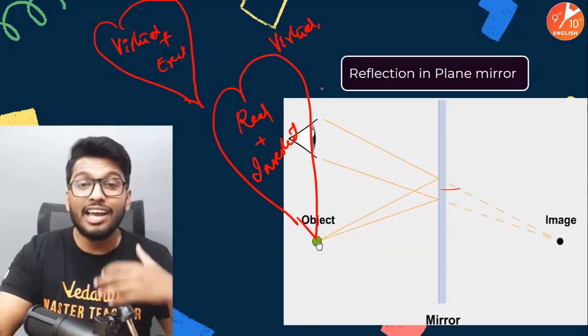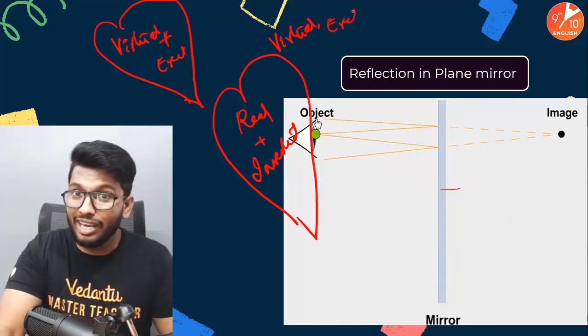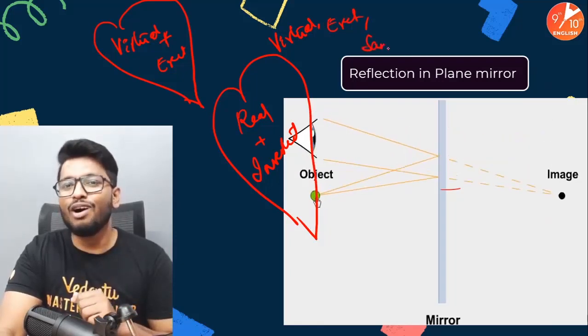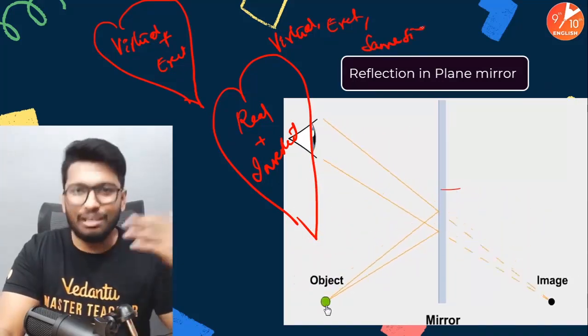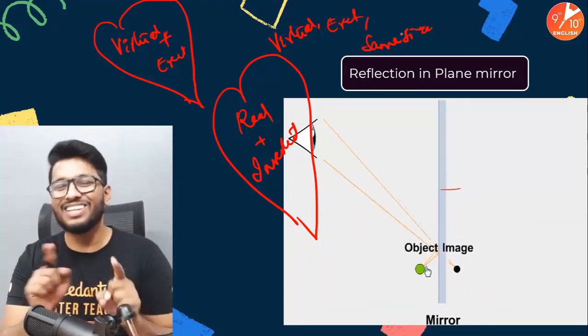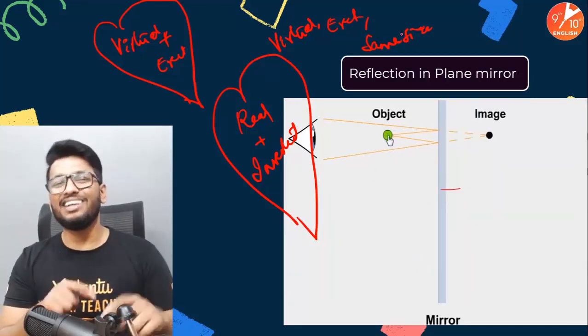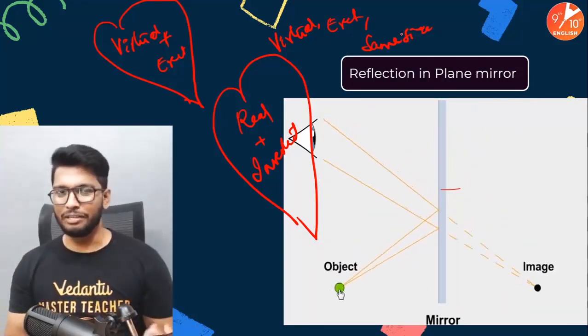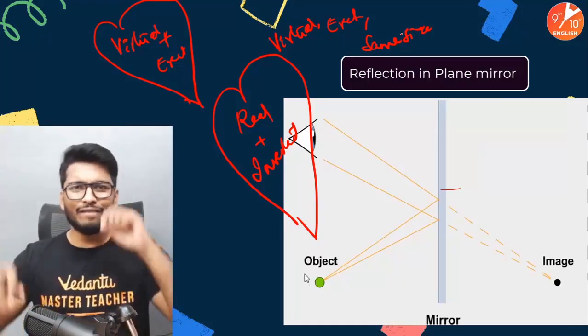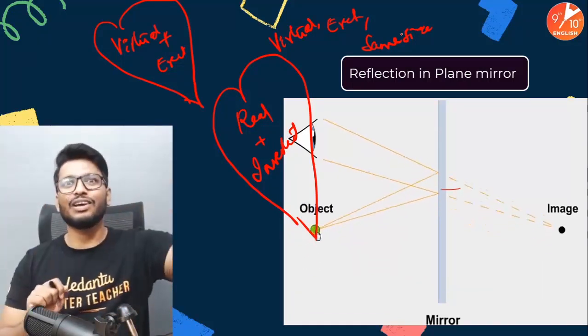So in a plane mirror, it's always virtual, which means that it's always going to be erect as well, and it's going to be of the same size and same distance, right? And you also see something called lateral inversion, which is nothing but when you're standing in front of a plane mirror. Have you ever noticed this? When you raise up your right hand, it looks as though you're raising up your left hand.